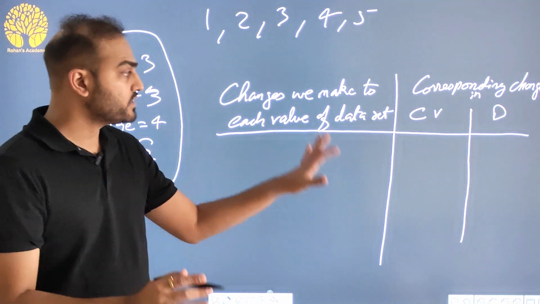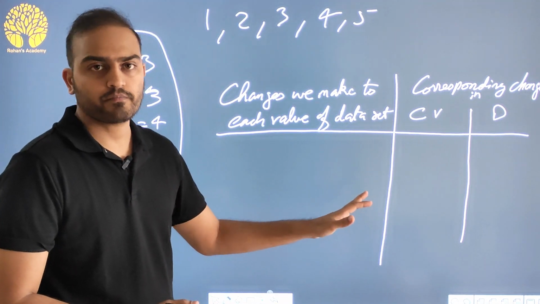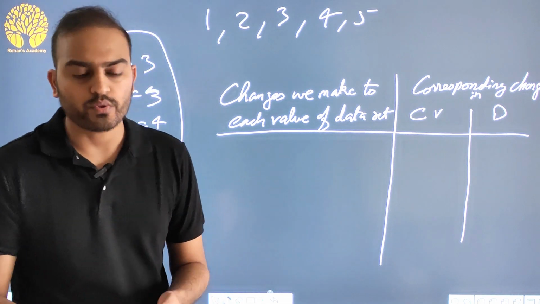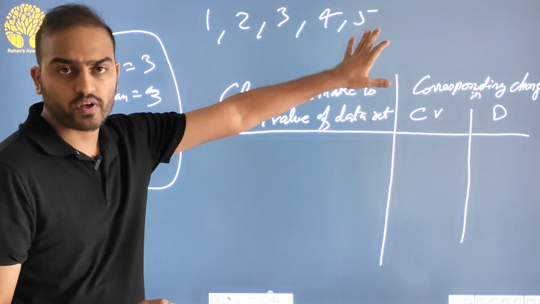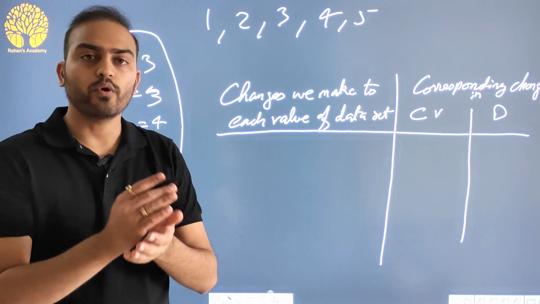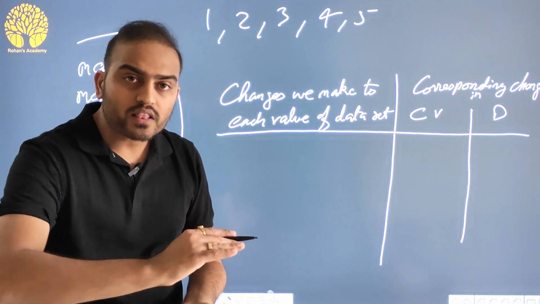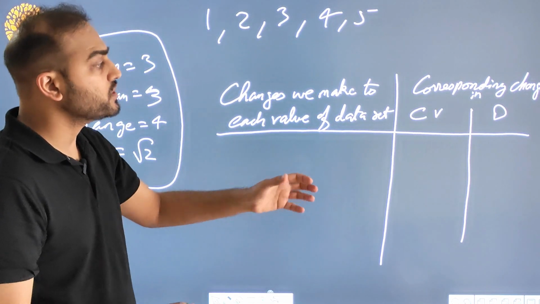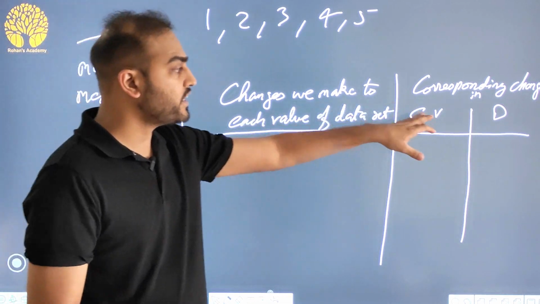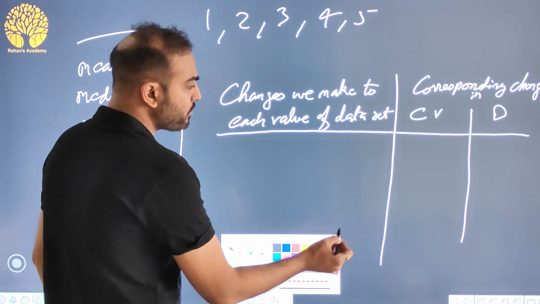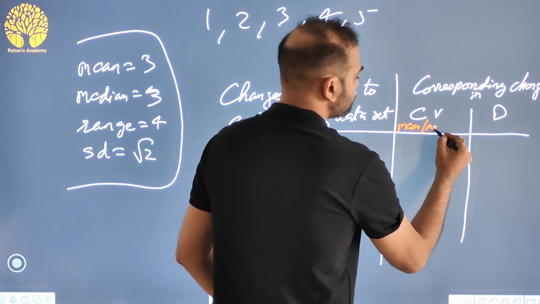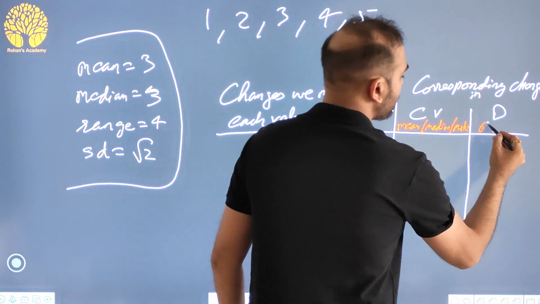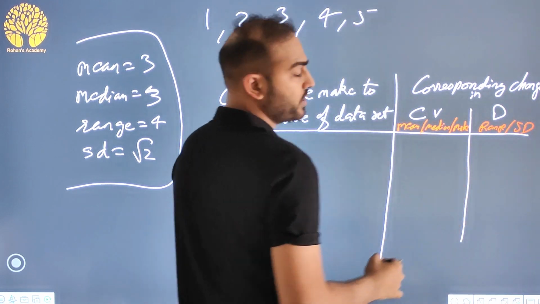Okay guys, understand this, it will help you tremendously. This is super important. Take your time and understand this, it will help you a lot. So what we are doing is, we have a sample data set 1 2 3 4 5. We are going to make certain changes to each of these values, and we'll try to observe the corresponding changes in my central values. What are my central values? These are my mean, median and mode. And what are my dispersion values? This is range and standard deviation.